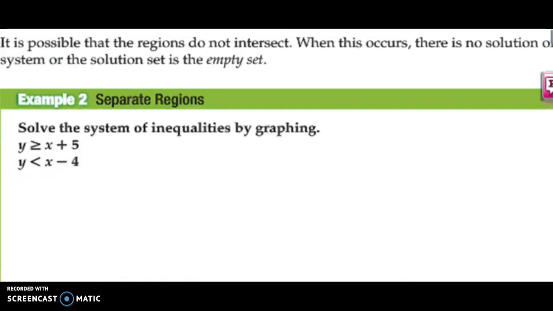Alright? So, it's possible that regions do not intersect. When this occurs, there is no solution, or you can call it the empty set. Okay? So if I look at this one right here, I need to graph this one. Now, unfortunately, I don't have a graph drawn, so I'm going to have to draw one myself.